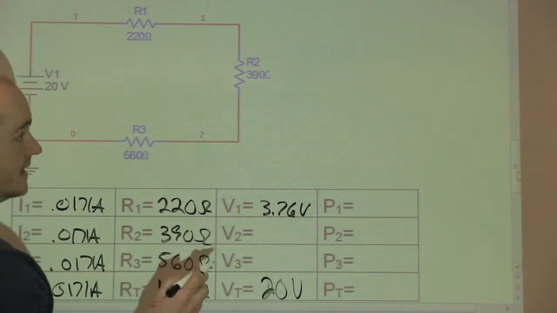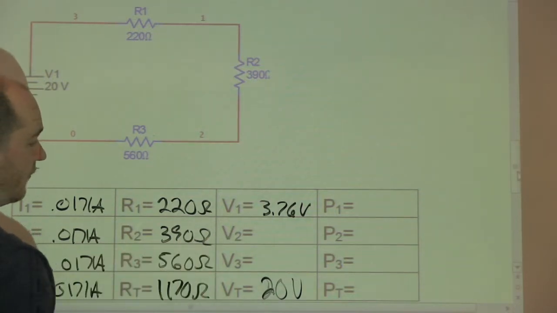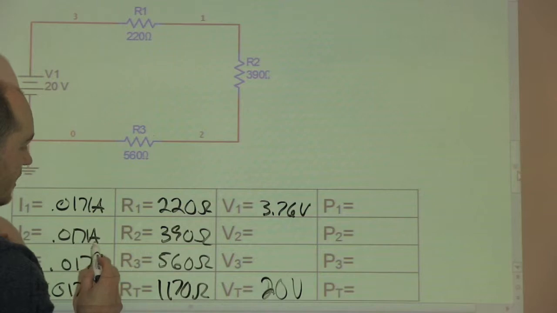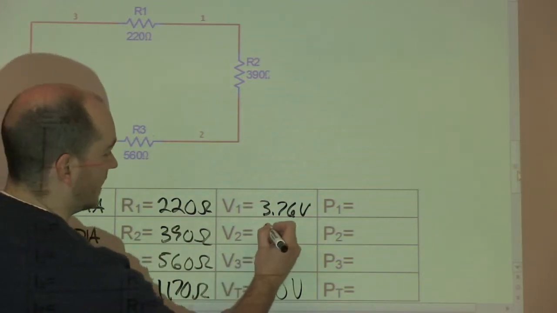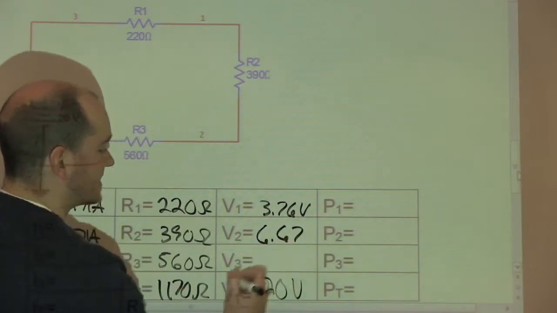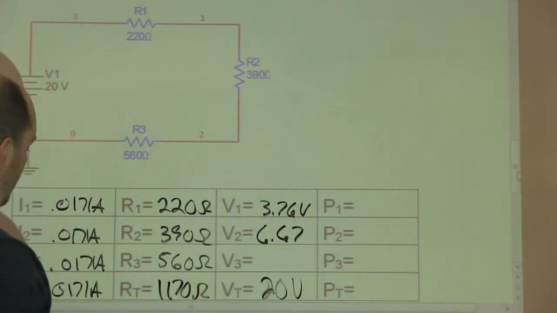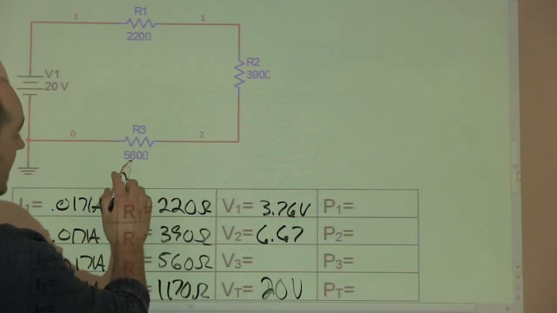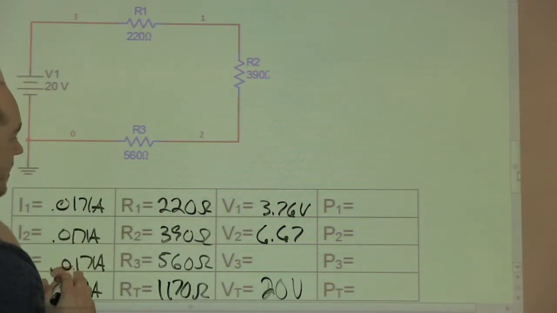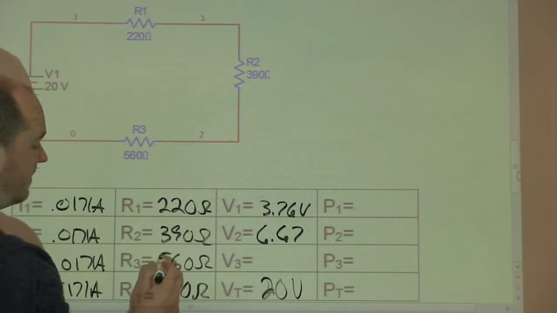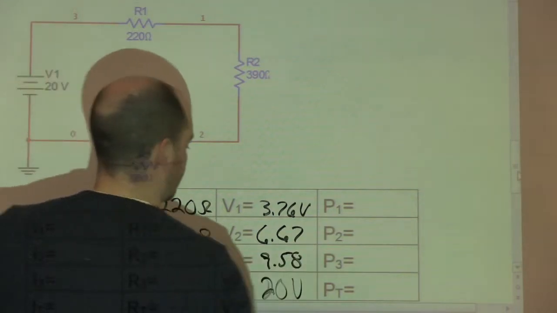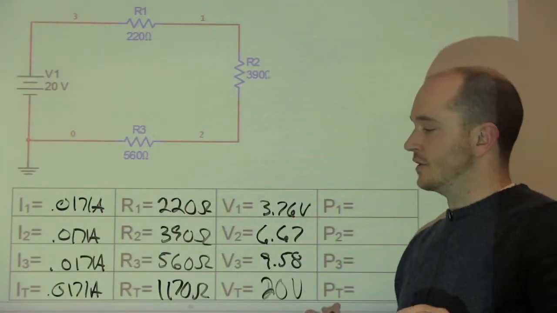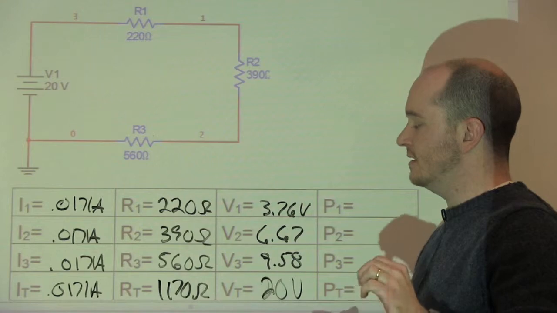The next phase is to calculate the voltage drop for R2. We take the current multiplied by 390, and we should get 6.67. The next phase is to calculate out the voltage drop across R3, which is 0.0171 multiplied by 560, and you should get 9.58. Let's take a second to analyze what we've just done.